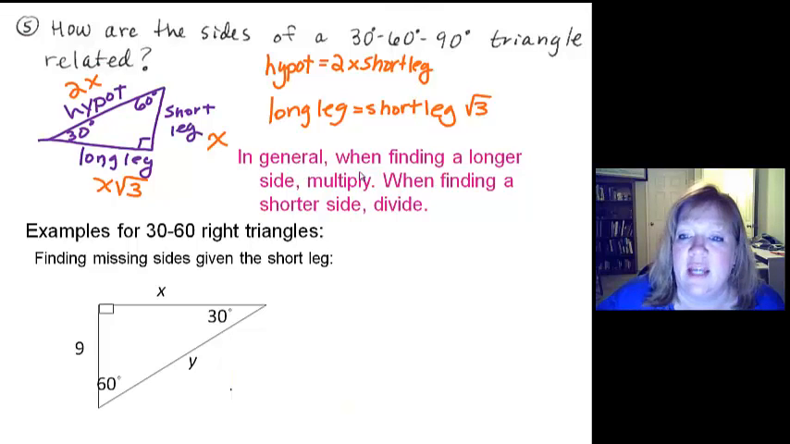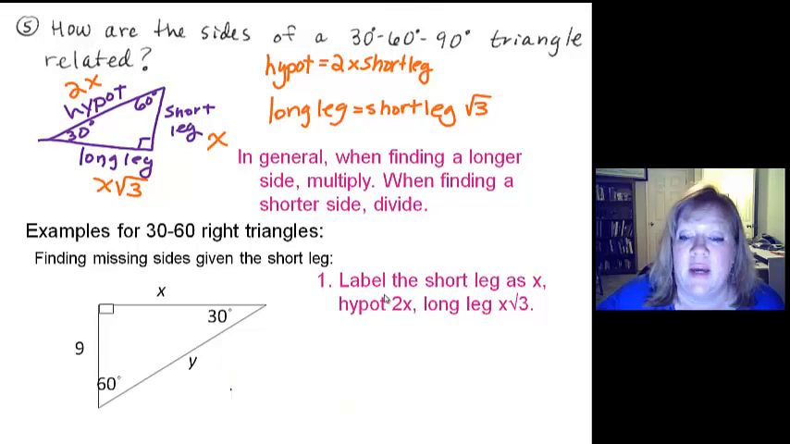In general, again, when finding a longer side, multiply. When finding a shorter side, divide. That helps a lot. If we're looking at this one, 30 is right here. So 9 is opposite 30. It's the short leg. So this first example, we're going to do 3 examples. One when we're given the short leg, one when we're given the long leg, and one when we're given the hypotenuse. So you'll know how to do all 3 types.